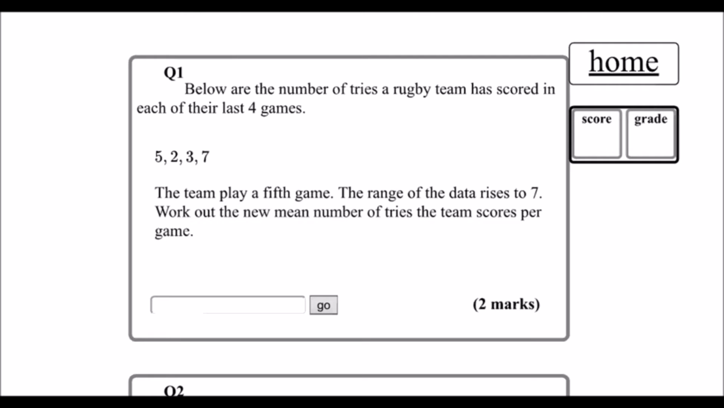Here we've got Mathsgrader Mini Mock Higher Tier number 3. So it's a calculator paper.